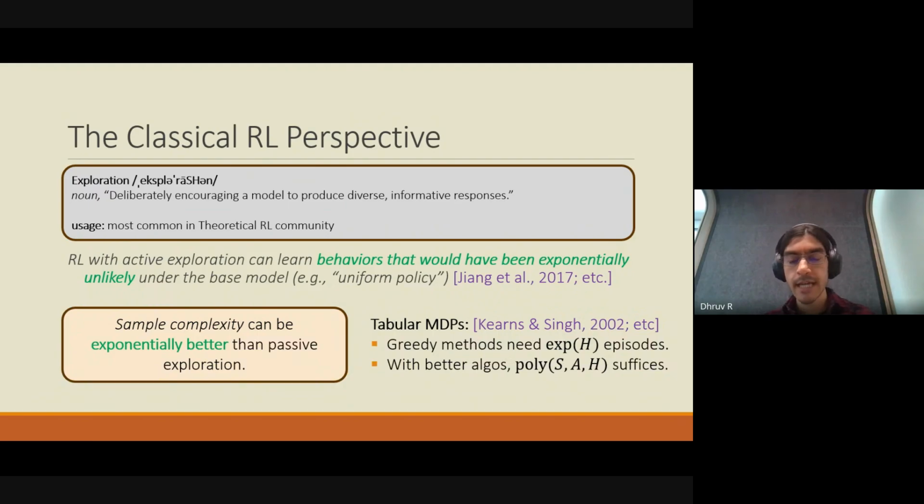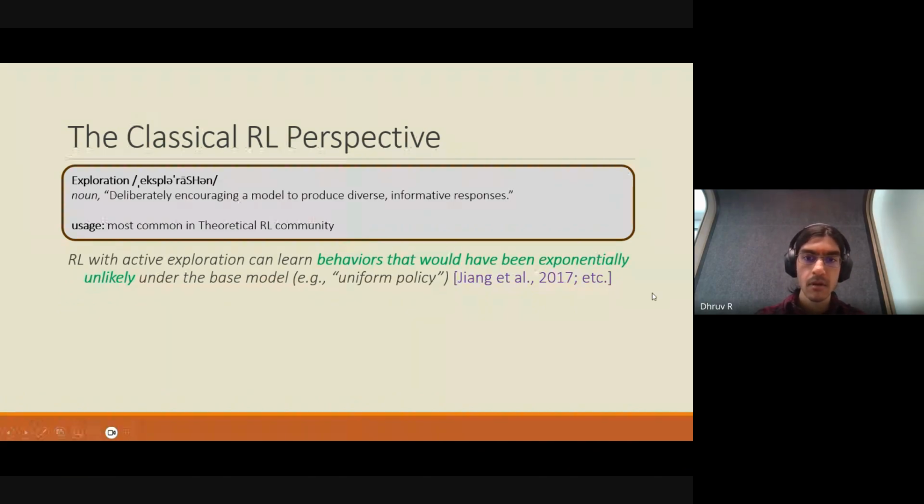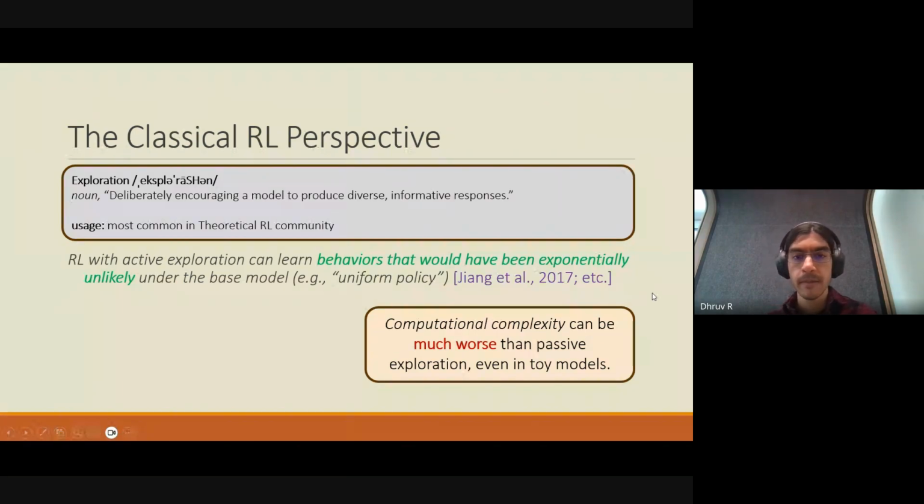For example, we know that in tabular Markov decision processes, if you do some sort of standard greedy method, you might need an exponential number of episodes in the horizon in order to learn. But we also know that with better algorithms, you can get away with only a polynomial number of episodes. So there's a huge win in sample complexity here for tabular MDPs. And in the case of tabular MDPs, these algorithms are also computationally efficient, so this is as much as you can hope for. However, when you move beyond tabular MDPs, the question of computation and runtime becomes much more subtle and typically much more pessimistic.